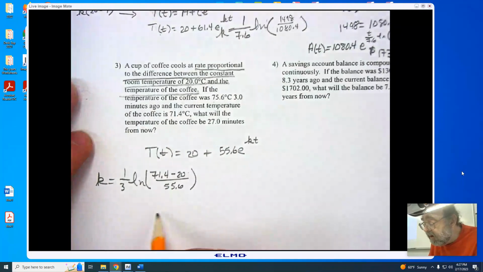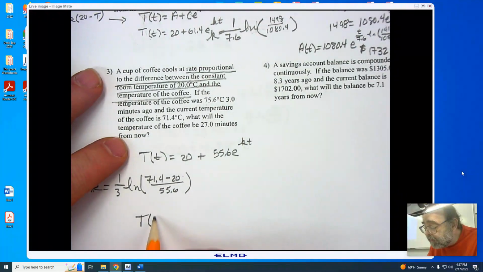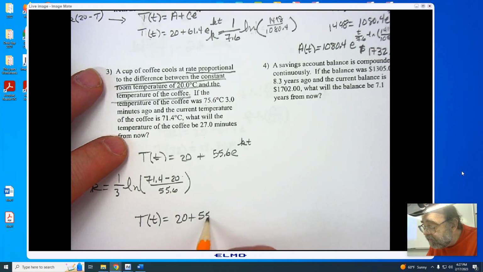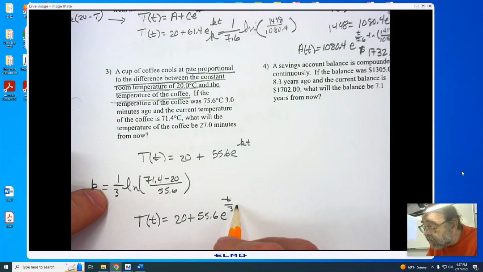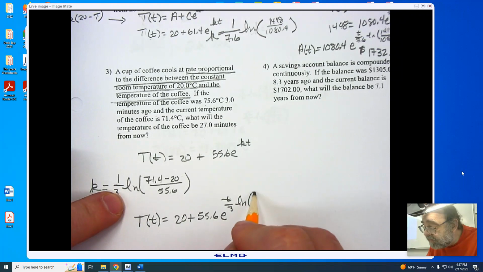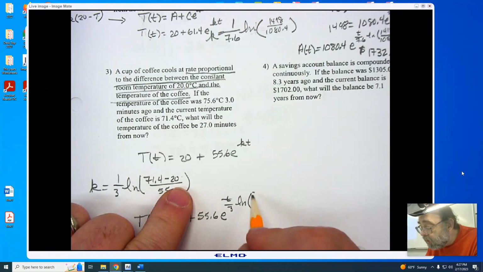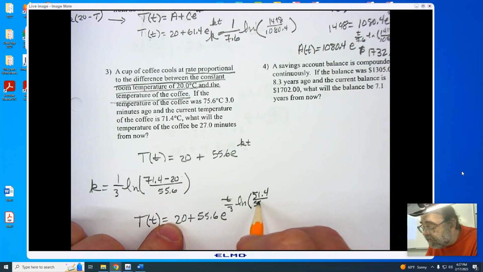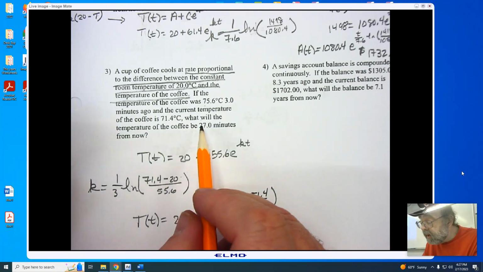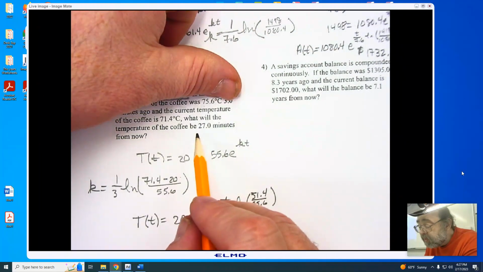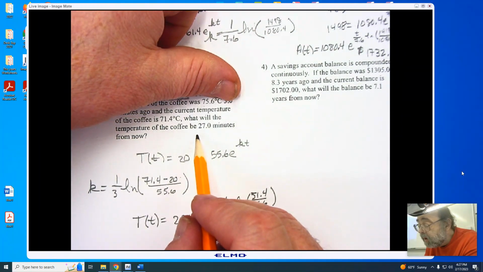This is then going to leave me with my formula. Temperature in terms of time is 20 plus 55.6 e to the t divided by 3 natural log of 71 minus 20 is 51.4 divided by 55.6. I'm now going to look at 3 minutes plus the 27 minutes from now will give me a total of 30 minutes.